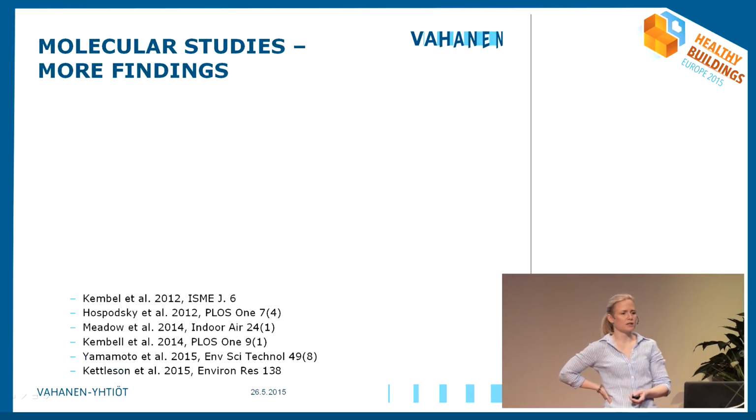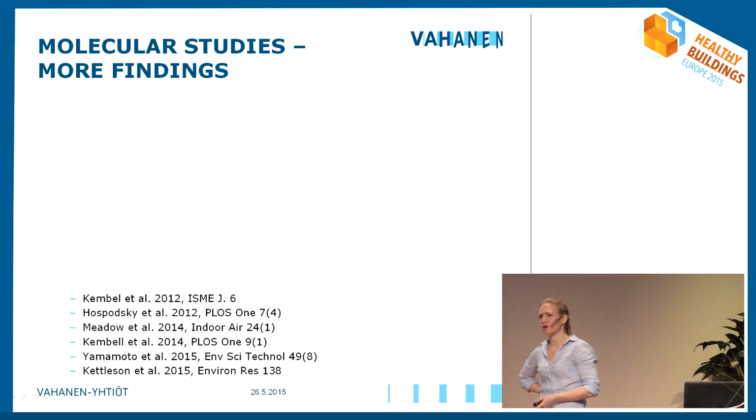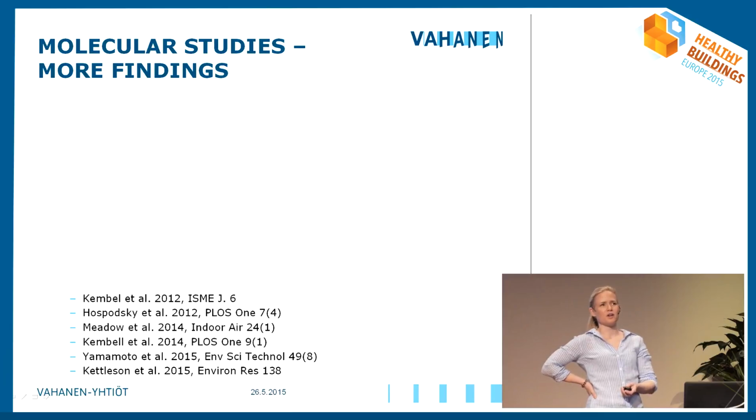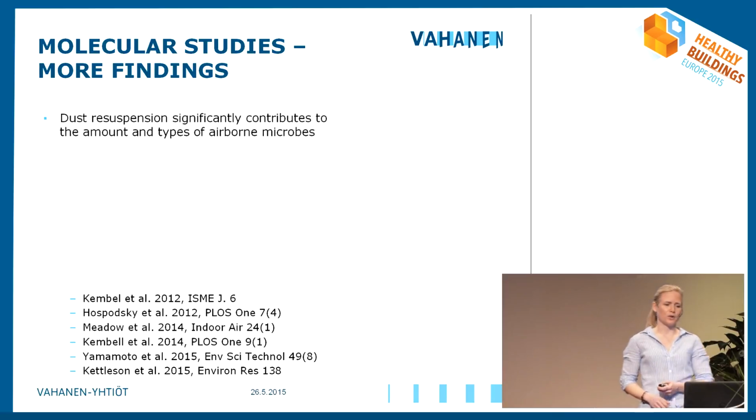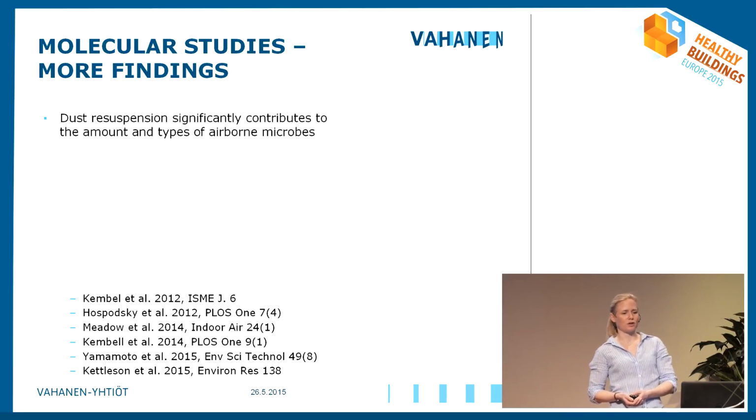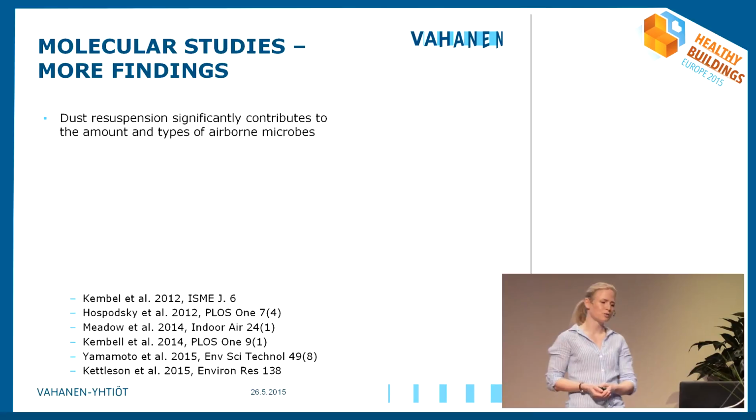Some other findings. These are not very surprising, since most of these findings were made in the 1880s, more than 100 years ago. But anyway, these findings have been lightly verified, and verified with a little more additional information with the new methods and new studies. So we know that dust resuspension significantly contributes to the amount and types of airborne microbes.